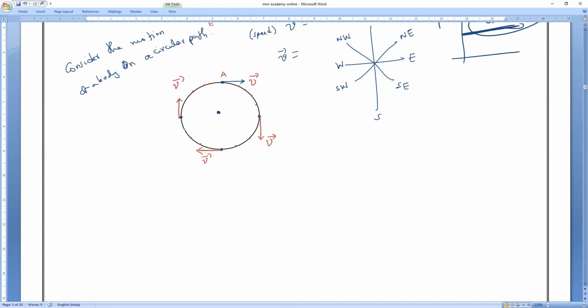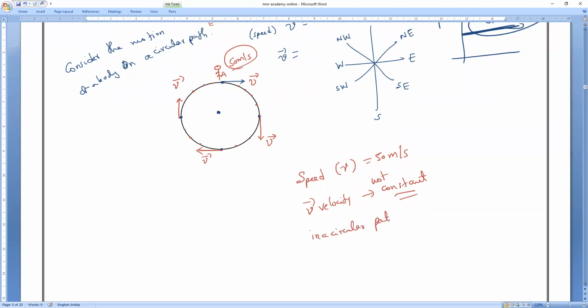So now tell me, at every point, is the direction of Agalya changing or not? Let me imagine Agalya is revolving in the circular track with 50 meter per second. That 50 meter per second, the speed of our body, remains constant. But what is not constant? Velocity is not constant, because in a circular path, at every point, the direction of a body changes. How many times? Infinity times.